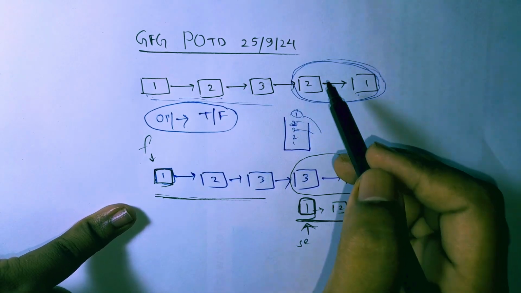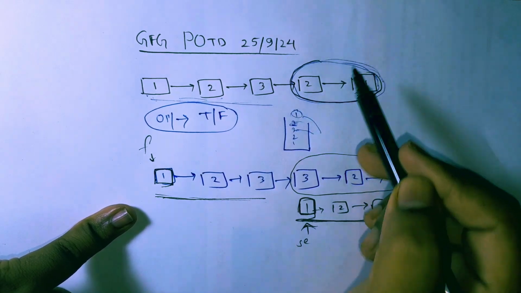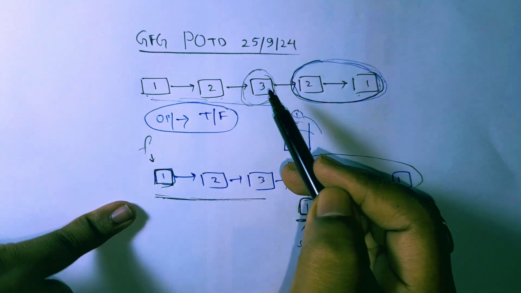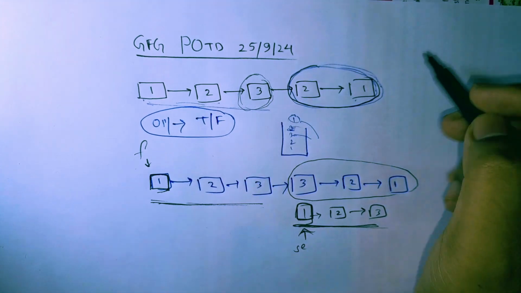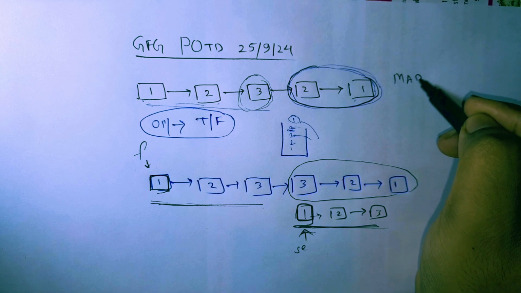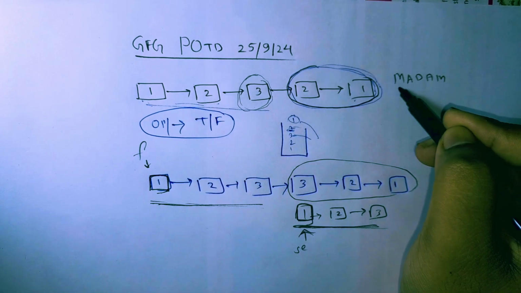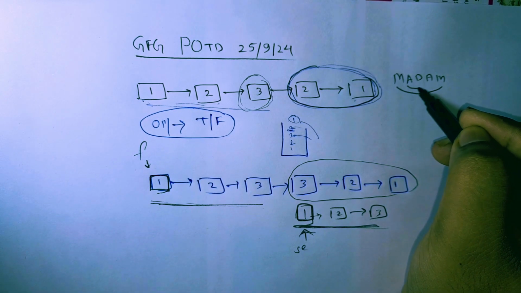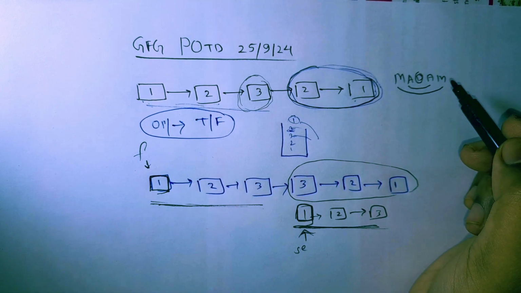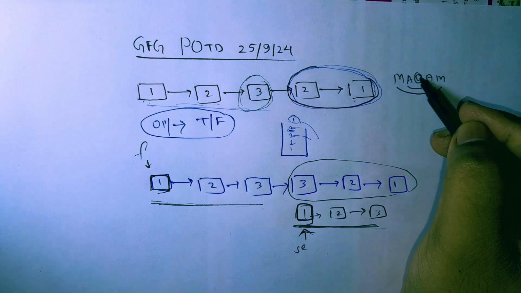Same here, I can reverse this part only because we all know that this is a center element. So suppose I give you an example of madam: M will compare with M, A will compare with A, but as D is a middle element, I don't have to compare with D.